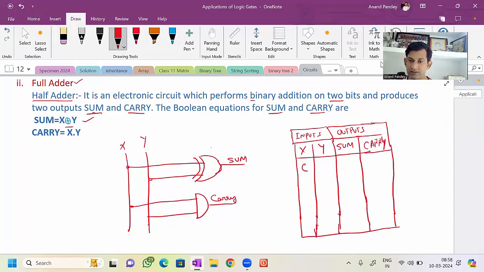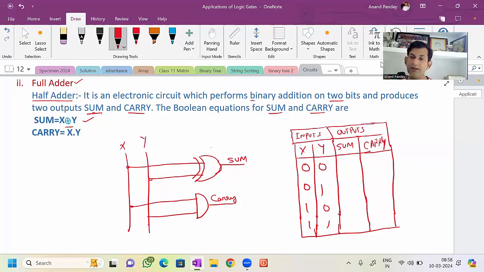It is like this. You know, 0, 0, 1, 1, 0, 1, 0, 1. This is the easy way to learn to draw the truth table for two inputs: 0, 0, 1, 1, 0, 1, 0, 1. Now we're going to fill in the sum.